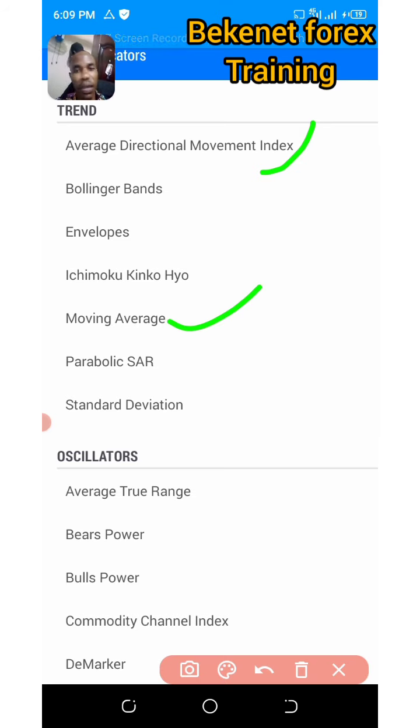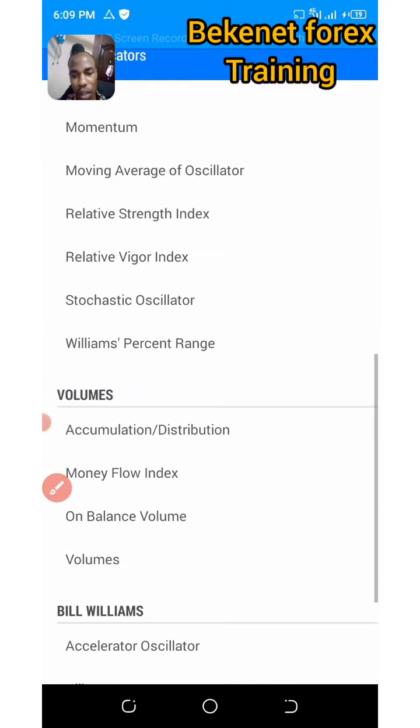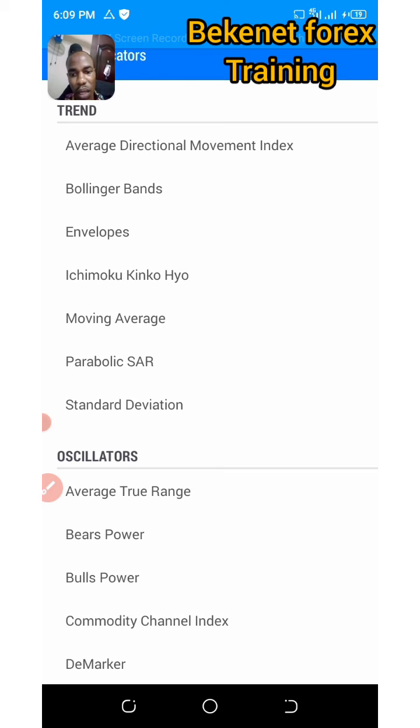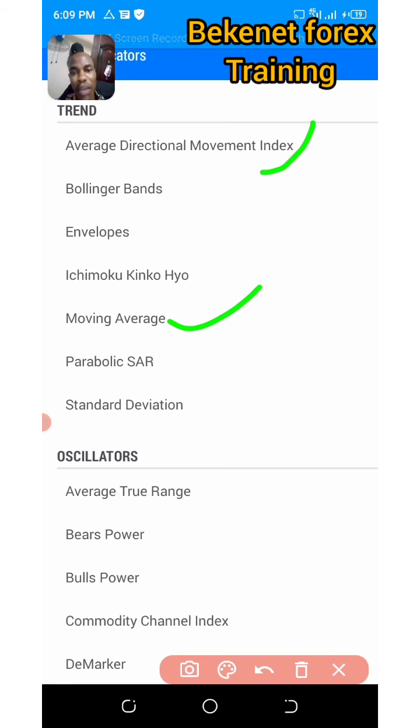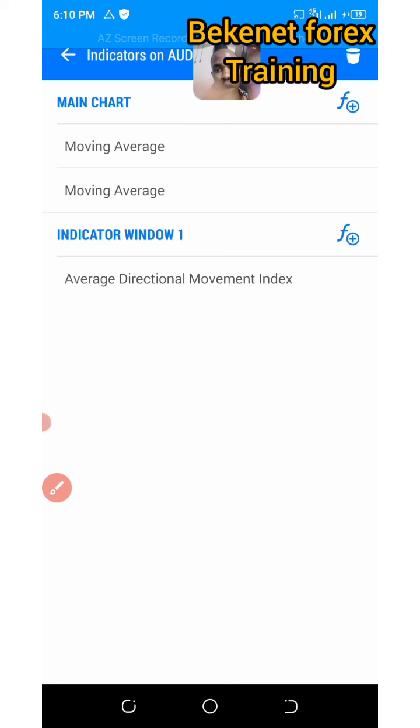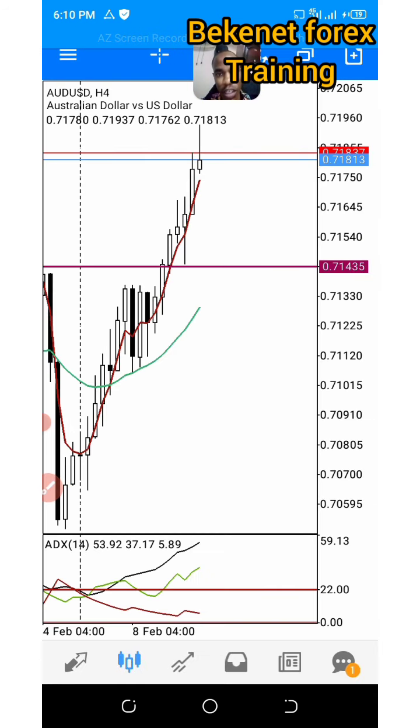Simple. There are a lot of indicators in there that you can use to trade, but what I am showing you today is the average directional index and the moving average. That is what we're using to place our trade today. Now it's very simple. All you need to do is have patience, understand how it works, and you're good to go.